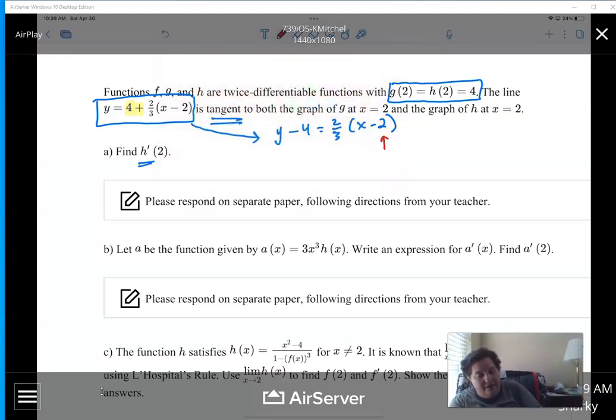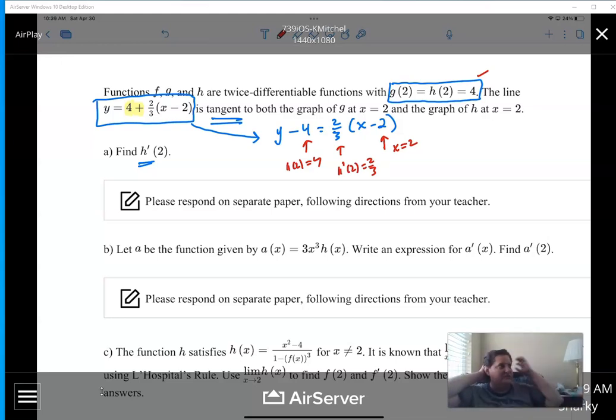It means that when x was 2, the h value at that point was 4, which we can verify right there. And what does that mean? That means that the derivative was 2/3. That's the slope. So it's almost like giving us the answer instead of making us find all the parts, giving us the answer and making us identify each part. Well, h prime of 2 is going to be 2/3.